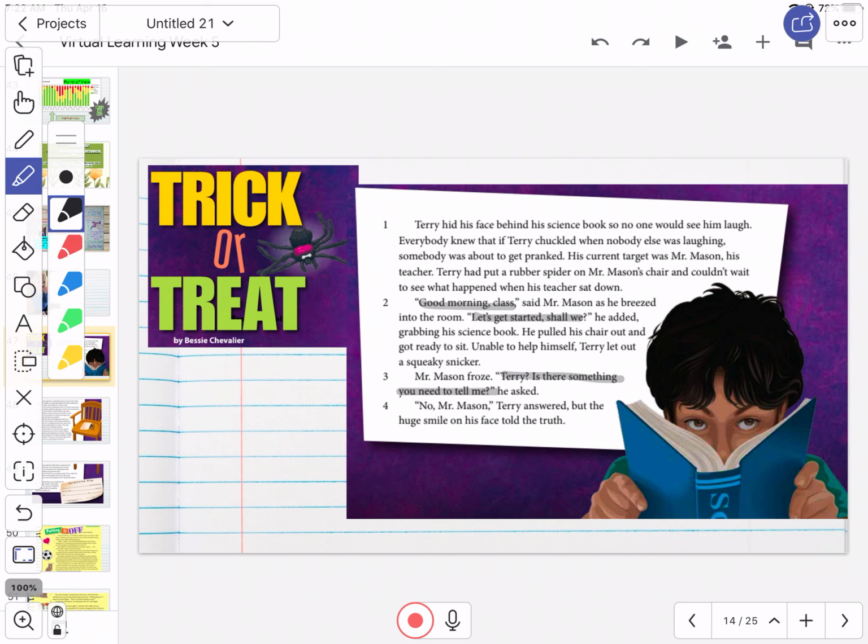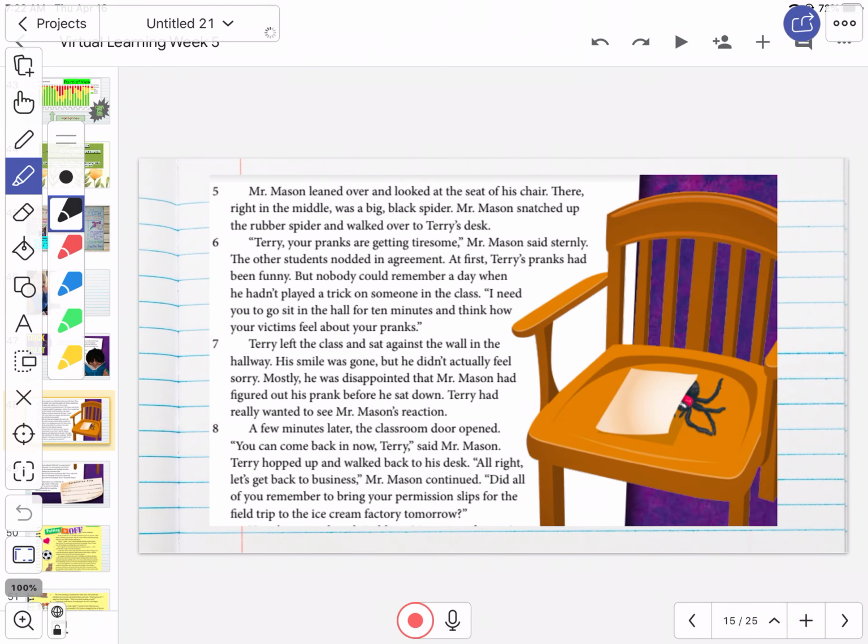No, Mr. Mason, Terry answered, but the huge smile on his face told the truth. Mr. Mason leaned over and looked at the seat of his chair. There, right in the middle, was a big black spider. Mr. Mason snatched up the rubber spider and walked over to Terry's desk. Terry, your pranks are getting tiresome, Mr. Mason said sternly. The other students nodded in agreement.